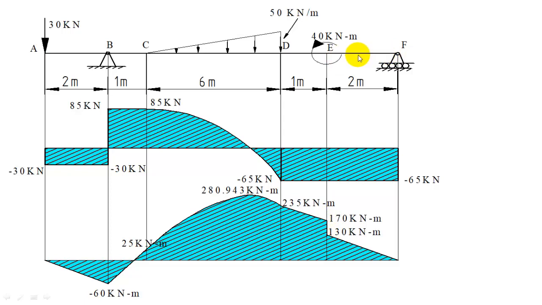For EF, if you take right of E you have 130, at F you have 0. So 130 to 0, because shear force is constant, you have to plot it by a straight line. 130 to 0 is the variation for the section EF. Here you can show 235 to 170. So after getting the variation for the two sections, you can connect it by a straight line, which will give the variation of bending moment at E due to this couple, that is minus 40.